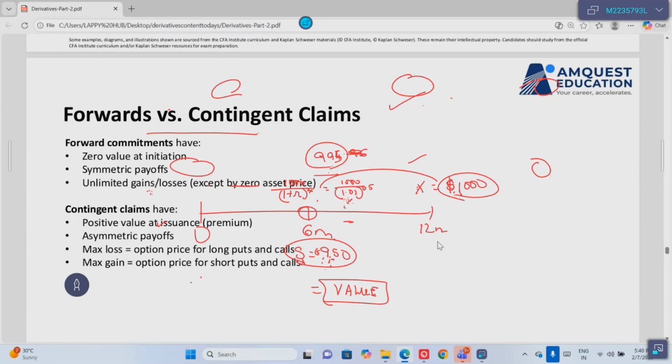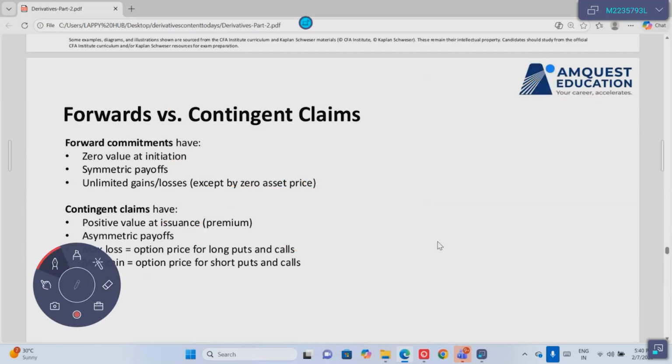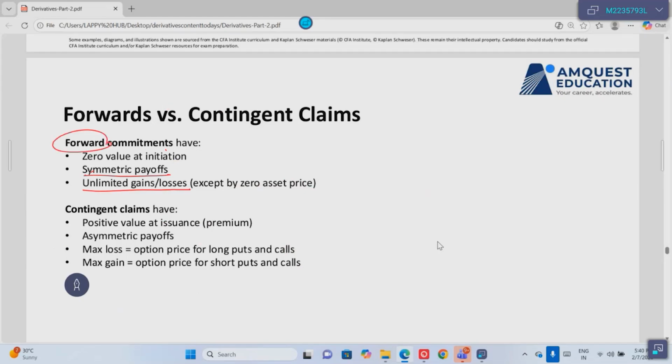So in a commitment, basically you have symmetric payoffs, and obviously you have unlimited gains or losses. So this is the forward. You have no value on initiation. You will have symmetric payoffs, and the payoffs could be unlimited.